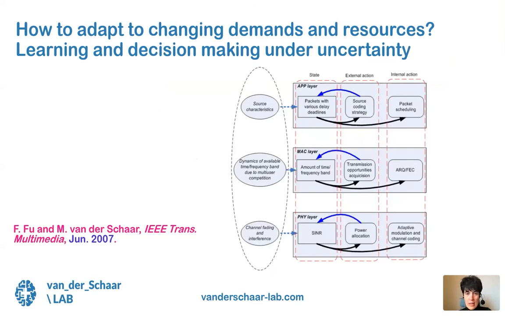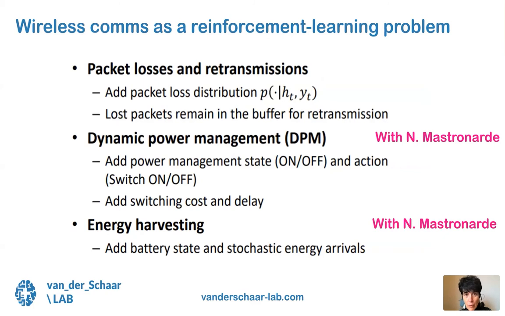Now, I have described how we can use reinforcement learning to model wireless transmission problems as decision and learning under uncertainty. But the reality is that the problem is complicated. We can entangle all these different decisions and actions at the different layers of the protocol stack together and solve one humongous reinforcement learning problem. Indeed, in some of the work that we have done, we looked both at packet losses and retransmissions at the MAC layer. Then in subsequent work, we have looked at dynamic power management and more recently at energy harvesting.